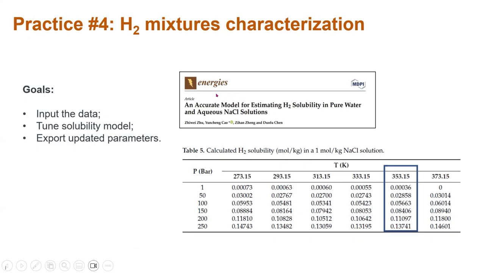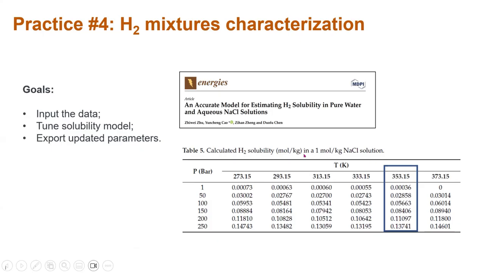We have this data. It was not measured by these authors. They only used data measured by other authors, but I used the paper just to pick some lab data to use with you guys. So this is the solubility of hydrogen in a brine with 1 molar of salinity. It's not a high salinity brine, but it's a brine.